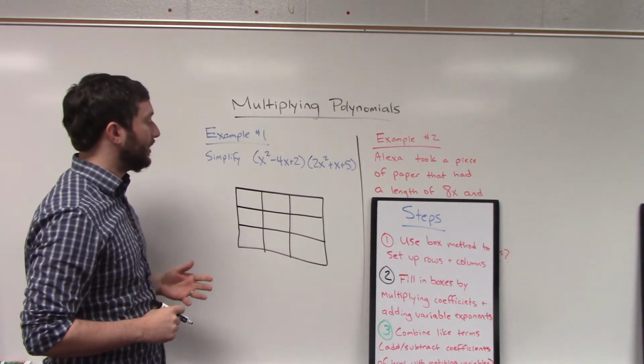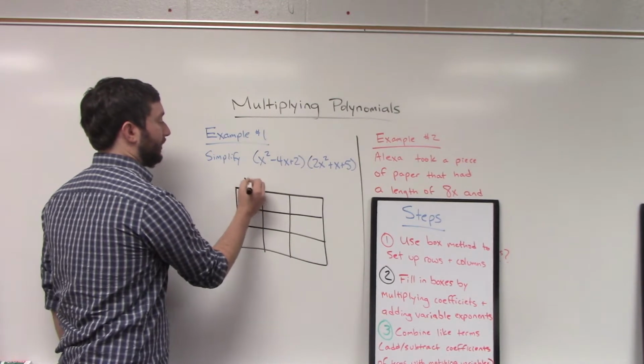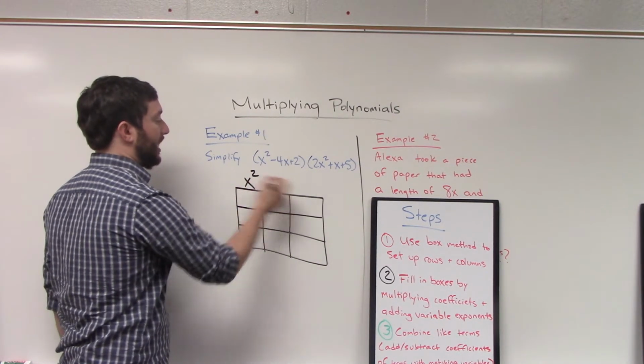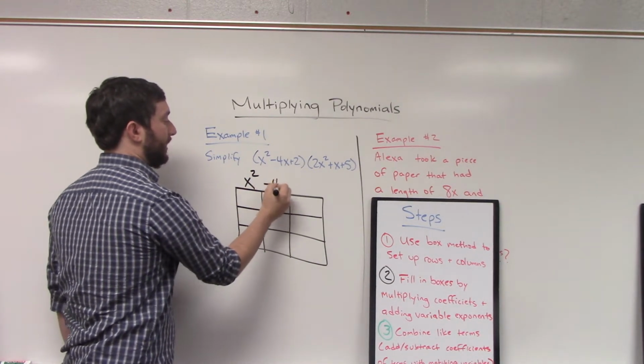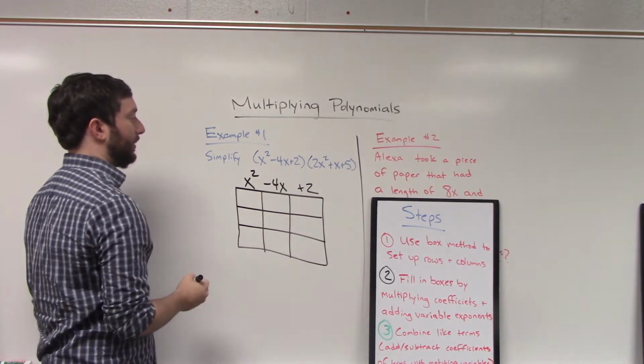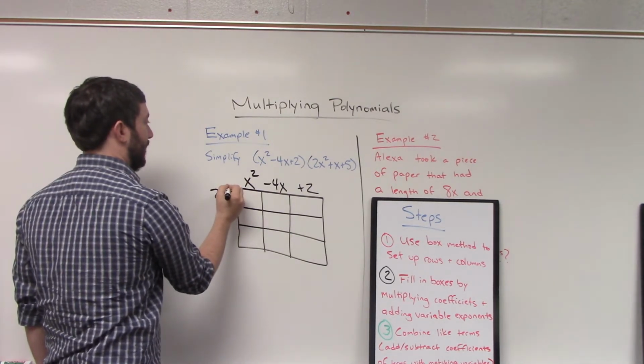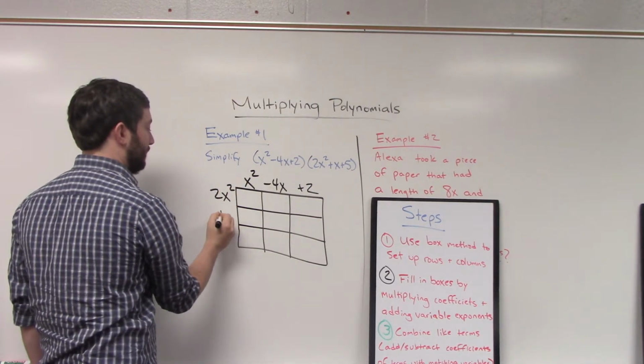So step one, set up a box with rows and columns, and it doesn't matter whether you put your first parentheses on top or on the side. Just make sure you have first parentheses represented somewhere, as well as that second parentheses. In this case, I like to set that one up on my left side of my box.